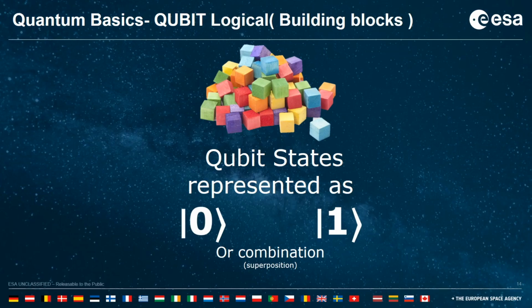Okay, qubit states are represented by what are called kets, like brackets. It can be either 0, on the left-hand side, or a 1 on the right-hand side, or a combination, which is called a superposition. These are the fundamental building blocks of any quantum activity.